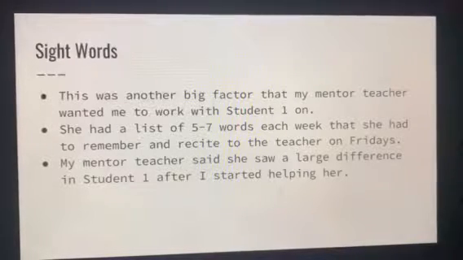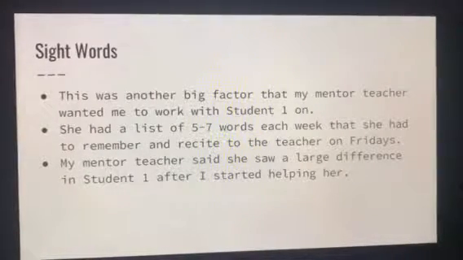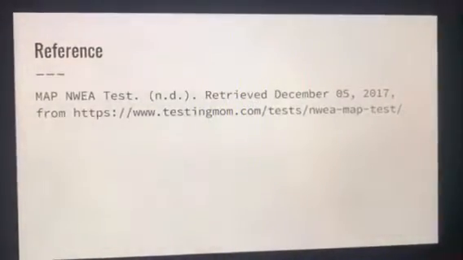The other thing was sight words. We worked a lot on sight words because this was another thing Miss Buck wanted her to get better at. They had a sight word test at the end of the week. On Friday, she would have to recite her sight words to the teacher. It wasn't Miss Buck, it was a different teacher who came in and did it with all the students, and they noticed a lot of improvement after I started working with her. But here's the reference for the map where I got that information.